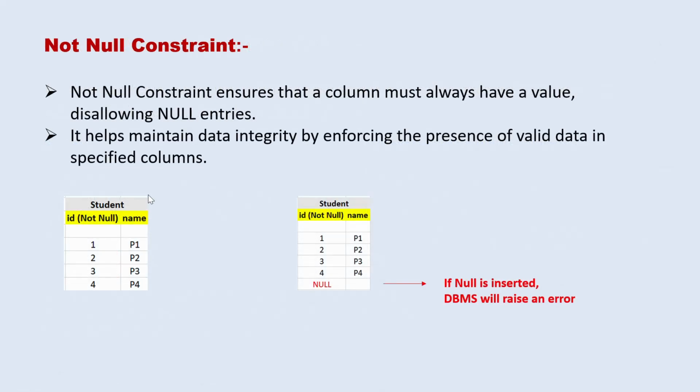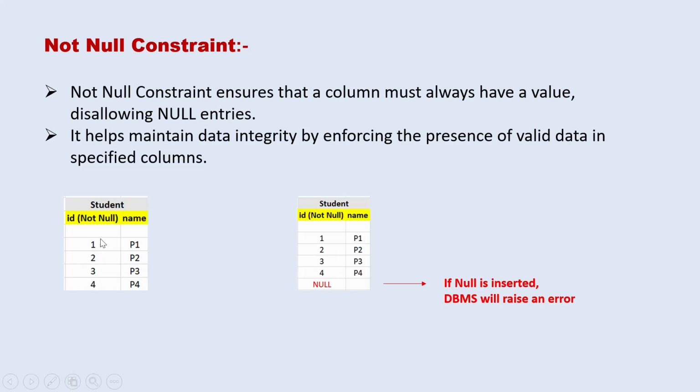Okay, so now what is not null constraint? From the word itself, it is clear that by creating this constraint, it will not allow null values, right? So this is what we have mentioned here. Not null constraint ensures that a column must always have a value, disallowing null entries, and it helps maintain data integrity by enforcing the presence of valid data in specified columns. So what is the use of this? It is explained by the second point. Let's say in some column you want valid data. You don't want that data to be null value. So on that column you can create not null constraint. This constraint will ensure that there will be only not null entries.